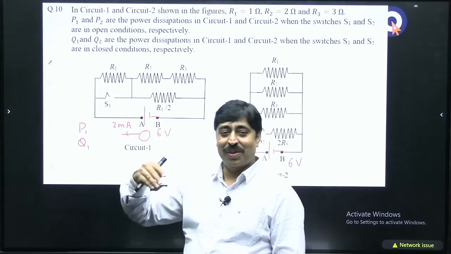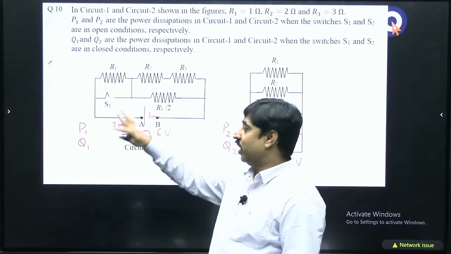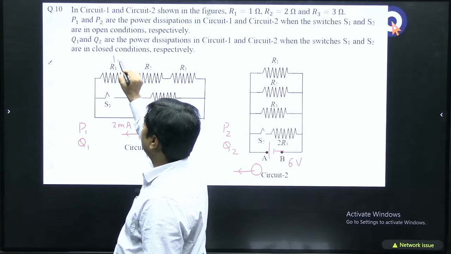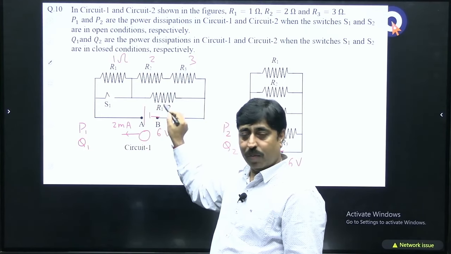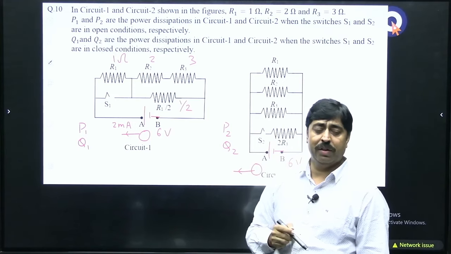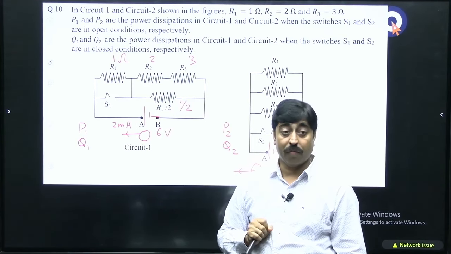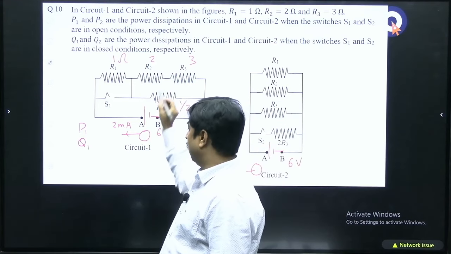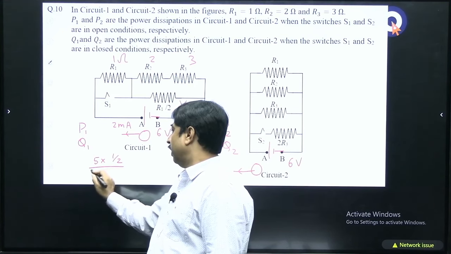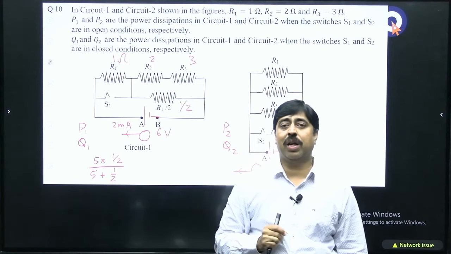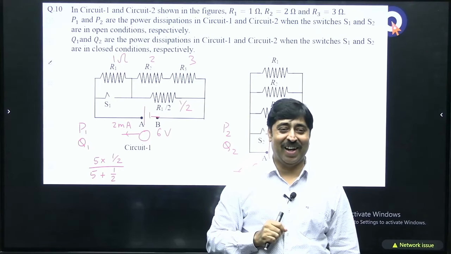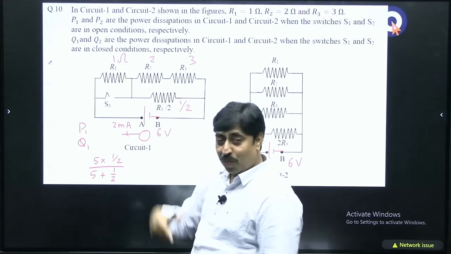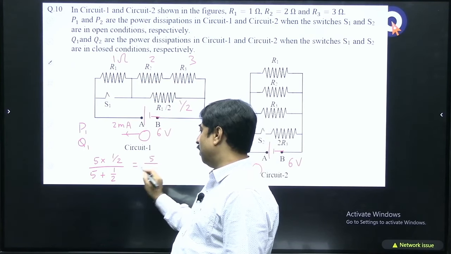Yes, let us first assume that switches are open as it has been shown in the circuit. When switches are open, what is the equivalent resistance of this circuit? Figure it out. There is 1 ohm, there is 2 ohm, there is 3 ohm, and there is R1 by 2, which means 1 by 2. What is the equivalent resistance? 2 and 3 in series makes 5. Right? 5 and half in parallel. When two resistances R1 and R2 are in parallel, their equivalent resistance is R1 R2 by R1 plus R2. So, 5 times half by 5 plus half, so the equivalent of this group of resistors will be 5 divided by 11.